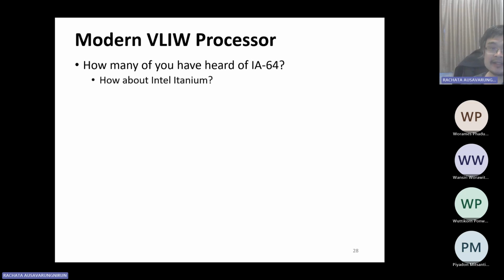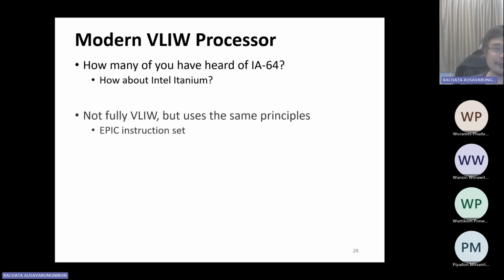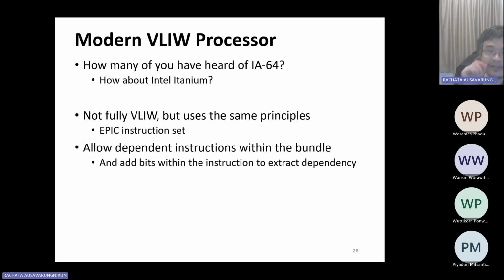The Itanium processor died, all right? Intel discontinued it by now, but it was there for quite a long time. It does use VLIW. It's not fully VLIW, but it has an instruction set that follows the same principle, called the EPIC instruction set. This architecture from Intel allows dependent instructions within the bundle, so you can have dependency, which is easier on the compiler. You can add bits to express the dependency.